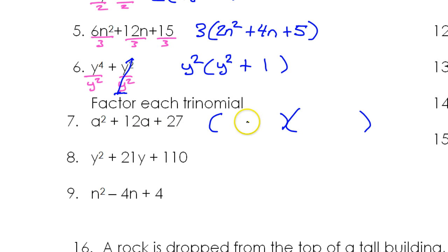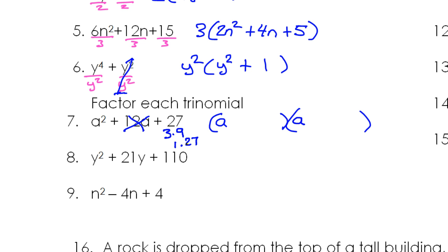This doesn't have a common factor, so we can move on. Now, first you look at the first term, a squared. A squared can only factor one way. That's a times a. Don't look at the middle yet. Next we look at the 27. A few things come to mind when I see 27. The first one is 3 times 9. Okay, so that's a possibility. But if that didn't work out, it could also be 1 times 27.